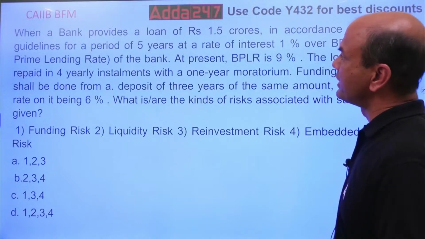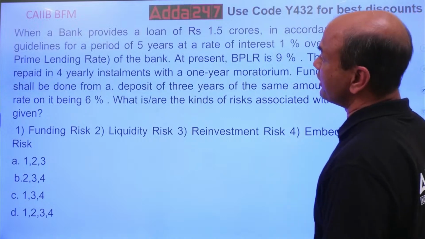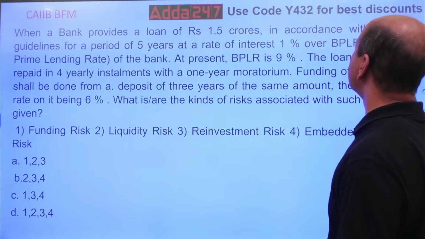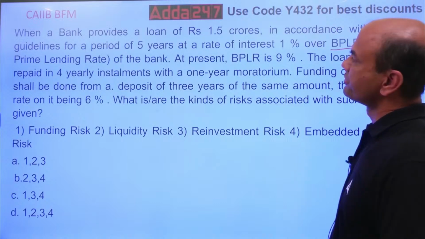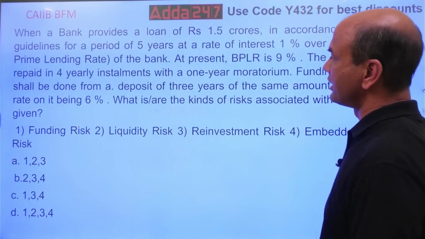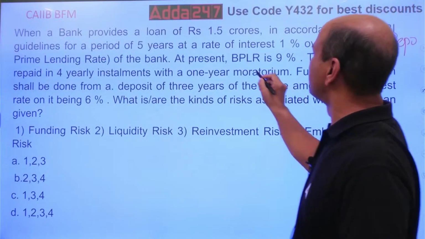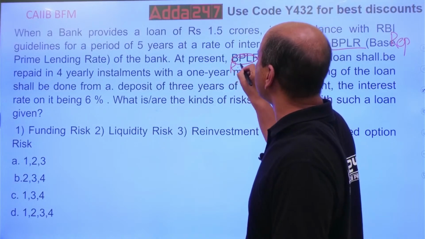When the bank provides a loan of 1.5 crore in accordance with the RBI guidelines for a period of 5 years at a rate of interest of 1% over the BPLR. Now BPLR is gone. Let's say repo, over the repo of the bank. At present, take this BPLR as repo or take it as MCLR also.